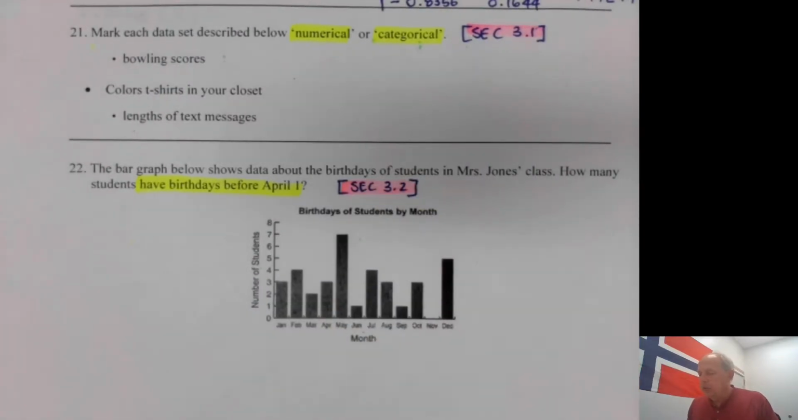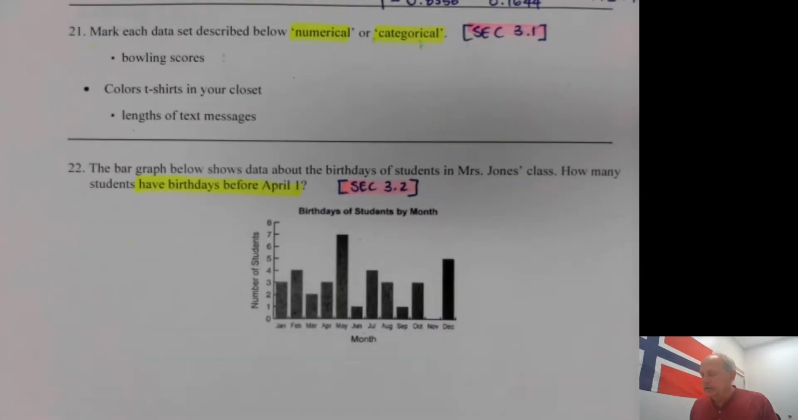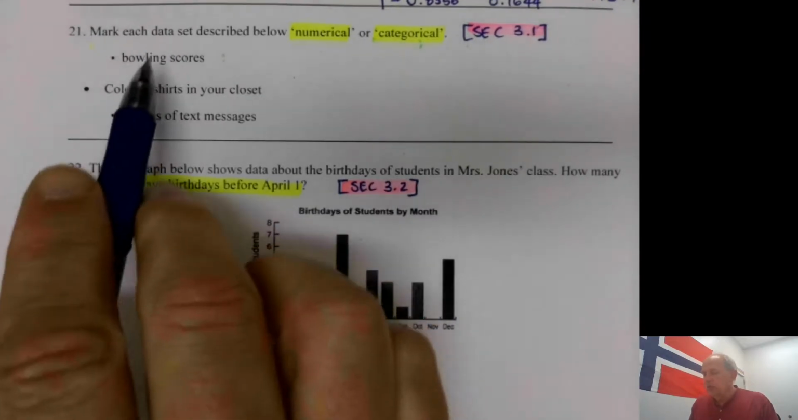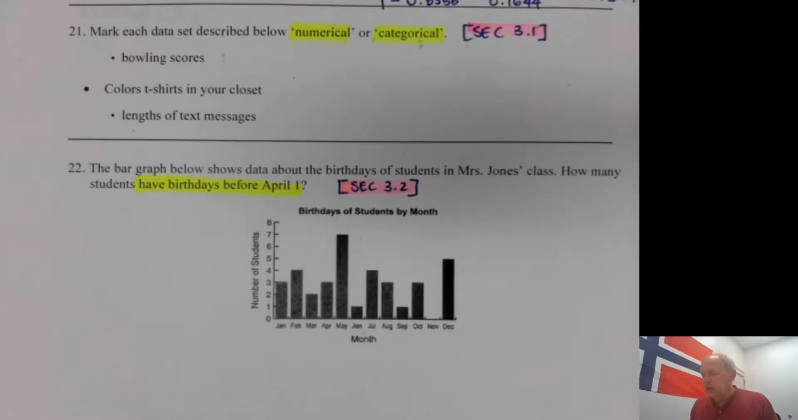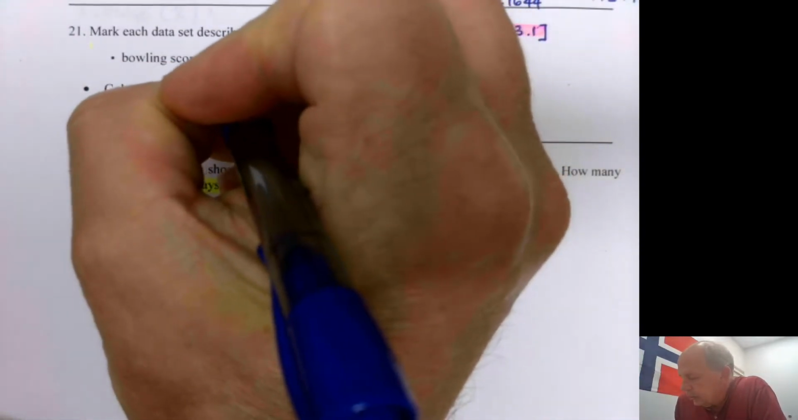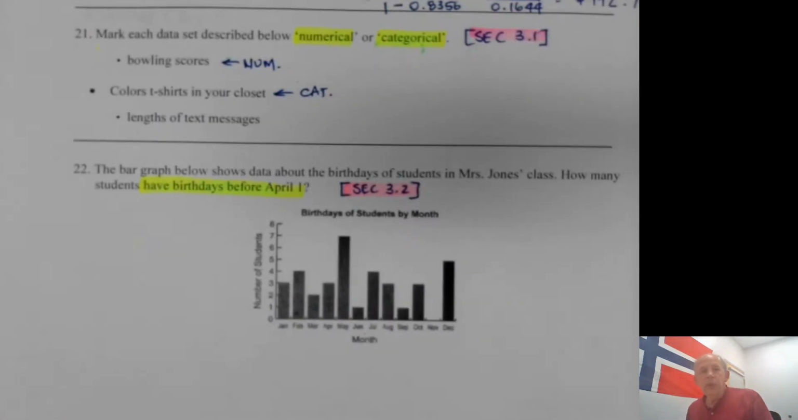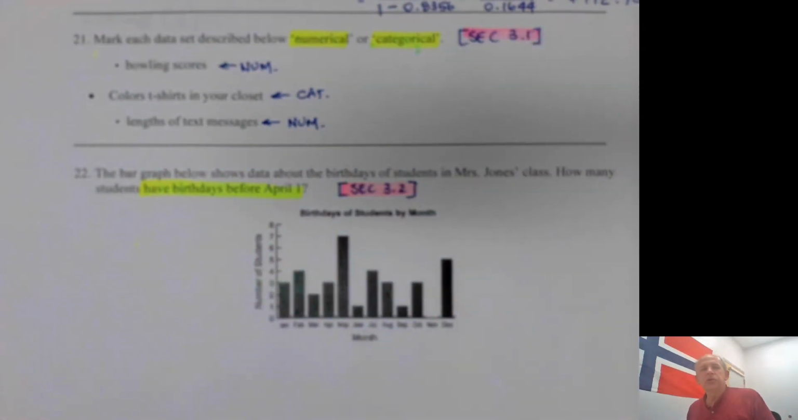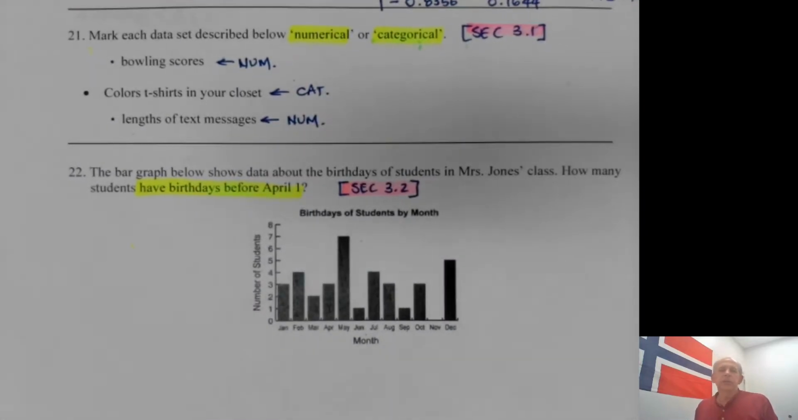Number 21, out of section 3.1, talks about some basic definitions of statistics, and we have to determine whether these three values are numerical or categorical. Bowling scores are numerical. You can find the greatest, the least, the range, the average. Colors of shirts in your closet is categorical because those are based upon groups: white shirts, blue shirts, green shirts. Lengths of text messages are numerical because you could average your length of characters in a text message. You could find the shortest text message or the longest text message.